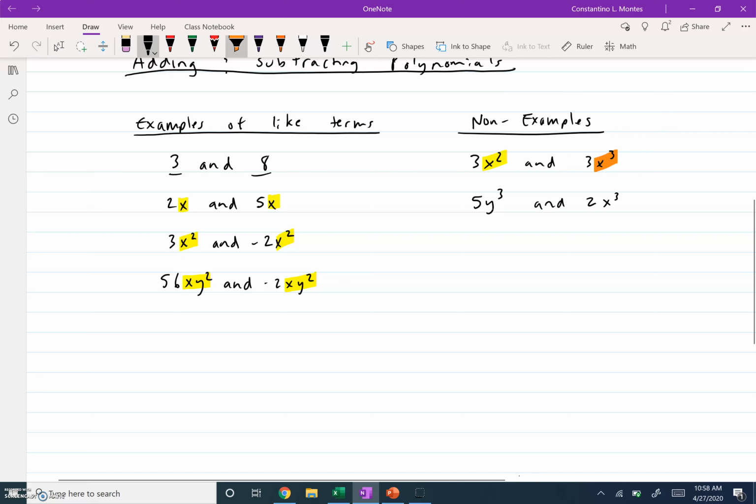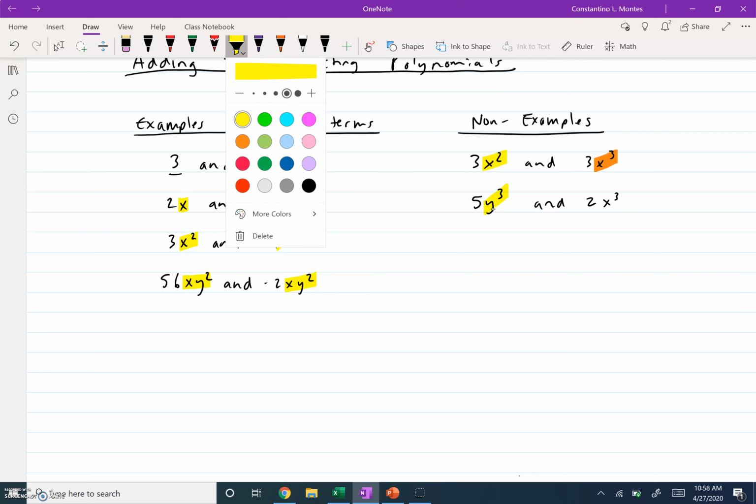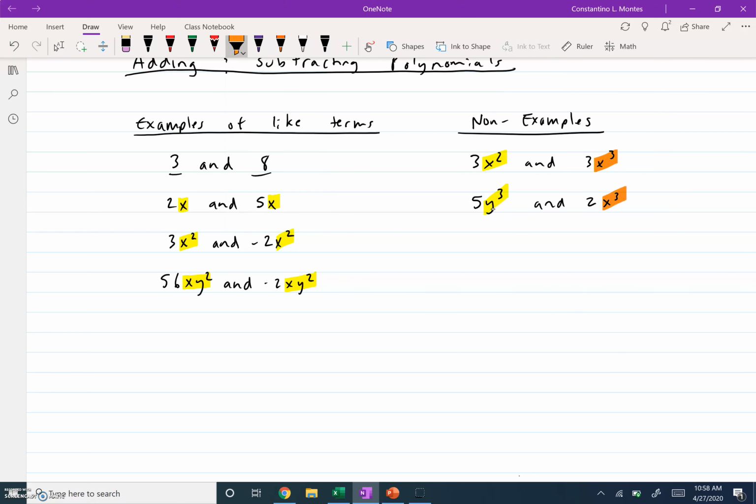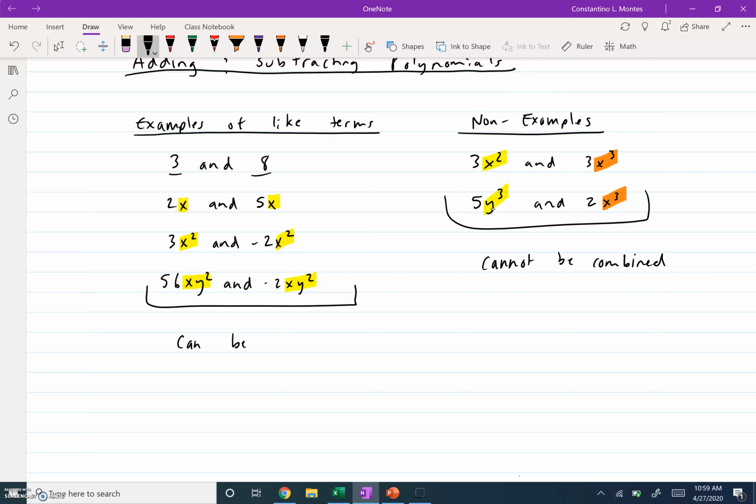When I take a look at this, this has a y cubed here. However, we have an x cubed here. Again, these are not alike. They may look similar, but they're not going to be what we call like terms. So these right here cannot be combined, whereas all these right here can be combined. And when I say combined, really what I'm talking about is adding and subtracting them, right?